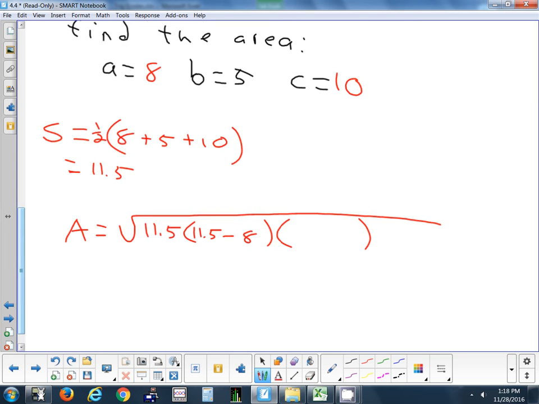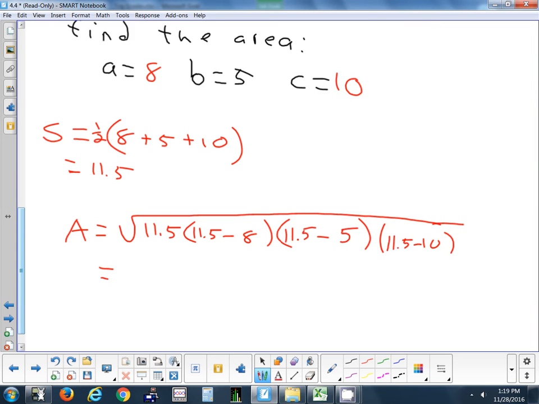Okay, how about Jake? What's going to come next? 11.5 minus 10. It doesn't really matter the order you do it in, but I'm going to do that one last. Just because that's S minus C, and I'll do S minus B here. You're going to multiply it all together, so really it doesn't matter.